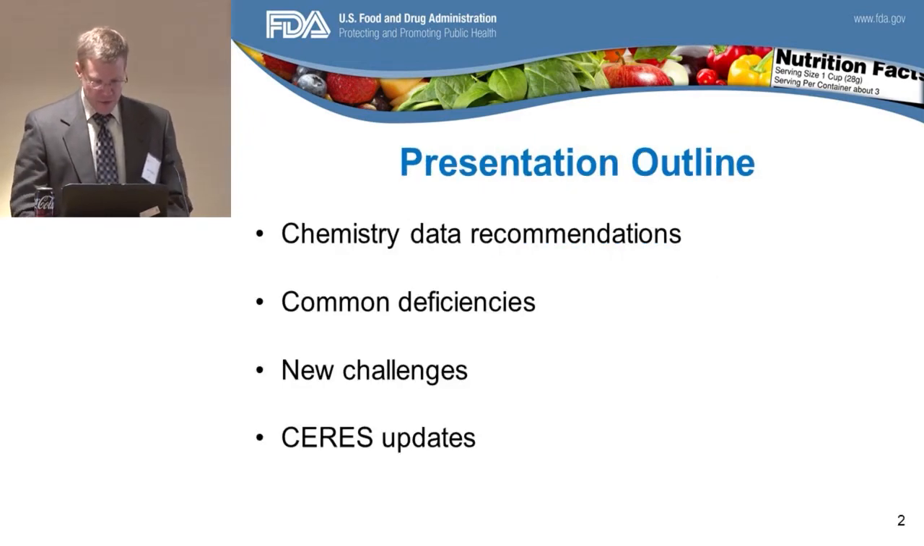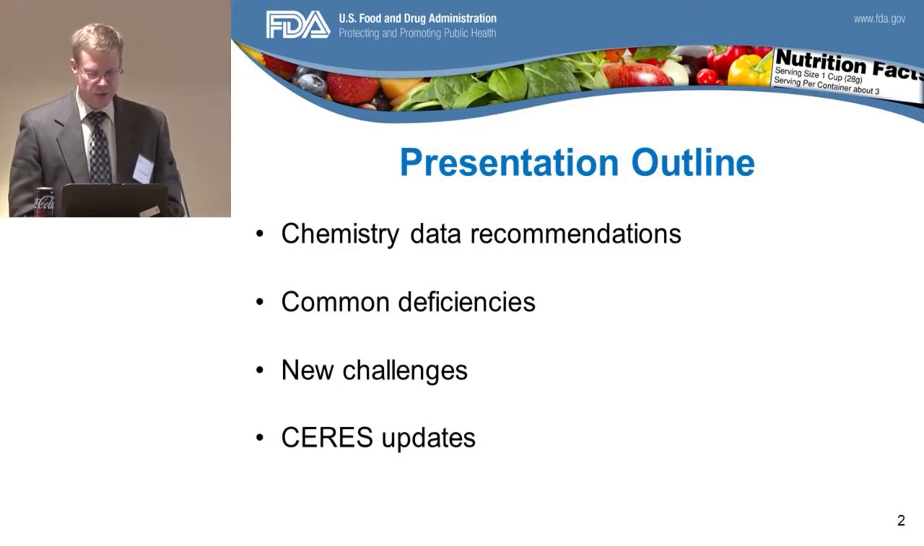So I've broken up 4 different areas. I'm going to talk a brief discussion over the chemistry data recommendations that we like to see in a food contact notification. Again, like Jason, I'm going to talk about some of the common deficiencies where I'll compare and contrast what we've seen and what we're looking for, as well as talk about some of the new challenges, and I'll address more specifically the migration conditions for the packaging materials used in contact with infant formula.